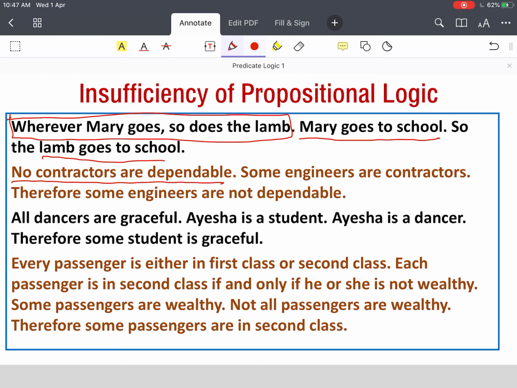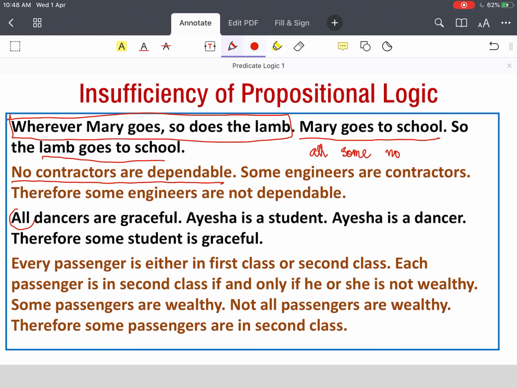Look at the second example. No contractors are dependable, which means every contractor is not dependable. Some engineers are contractors. We are not saying which engineer is a contractor. And we want to deduce that some engineers are not dependable. So here, no one is dependable, someone is dependable. These issues of where we are talking about all people, where we are talking about some people, where we are talking about no person, are not easily modeled using Boolean logic or propositional logic.